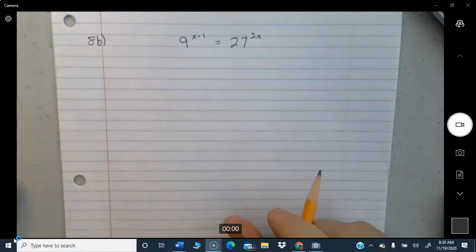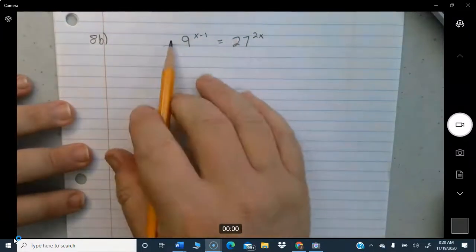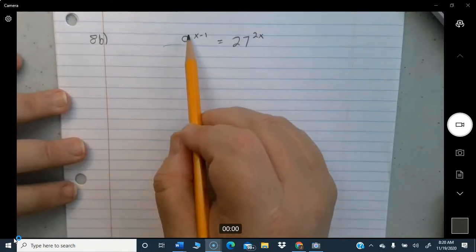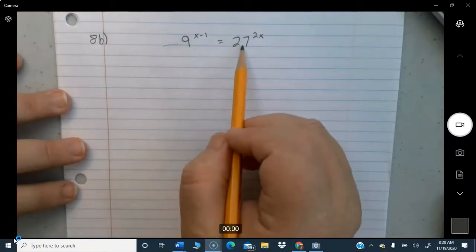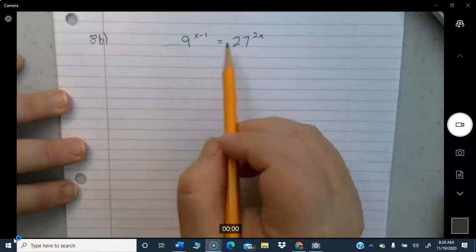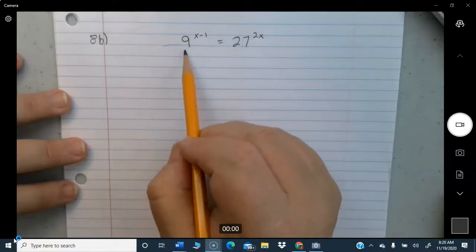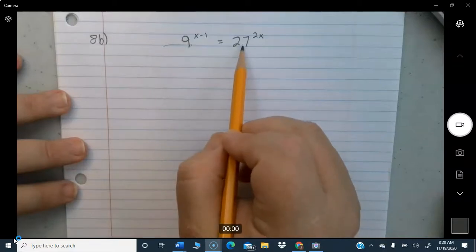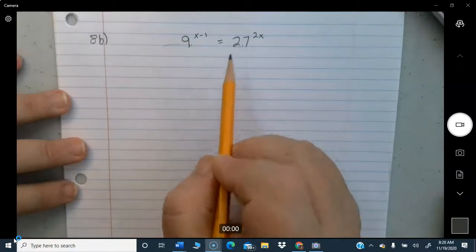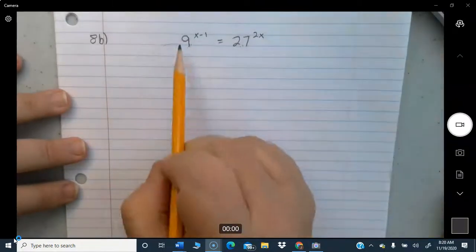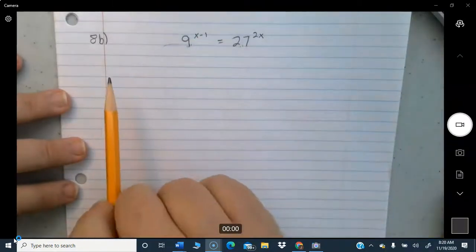Okay, so this is also a common base problem. What's different from the last one is that 9 raised to some power never equals 27. 9 to the first power is 9, 9 to the second power is 81, so it never equals that number. However, there is a number that raised to some power will equal this, and that same number raised to some other power will equal this. And I think you can all see what that is. It's 3.